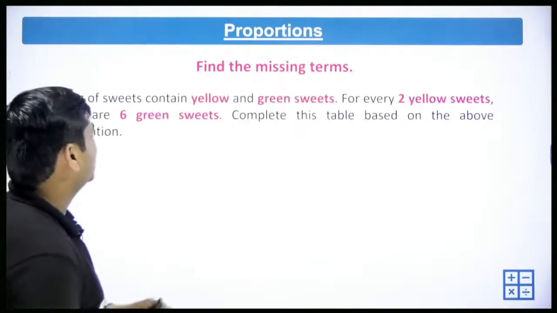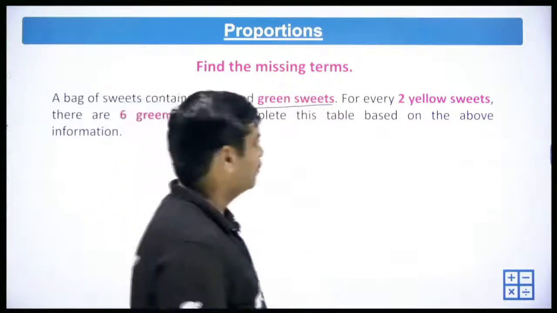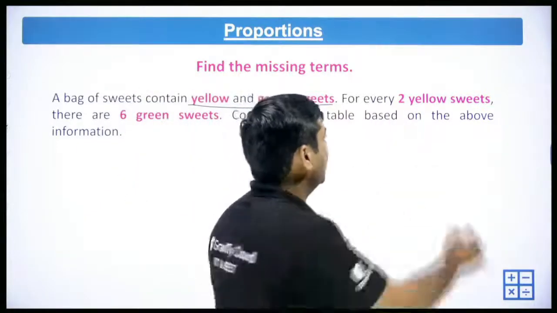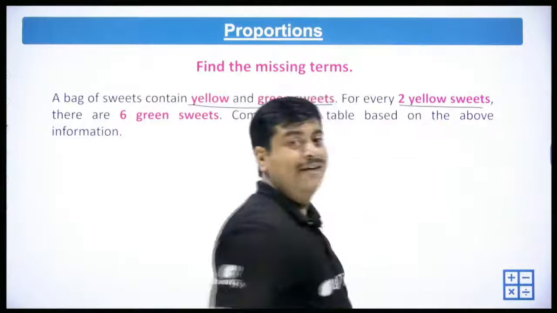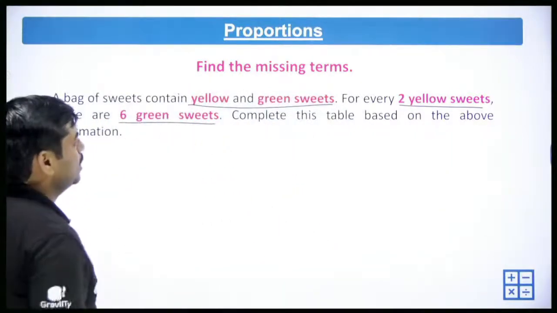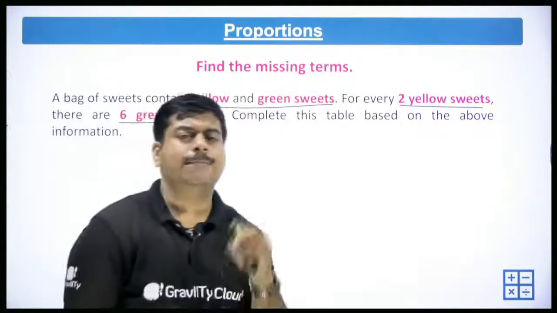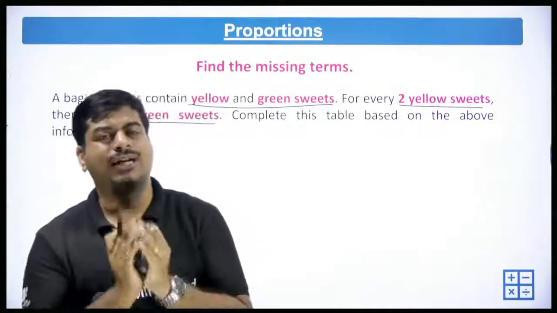A bag of sweets contains yellow and green sweets. For every 2 yellow sweets, there are 6 green sweets. Complete this table based on the above information. First of all, before going to the table, let us try to understand the ratio of the sweets.